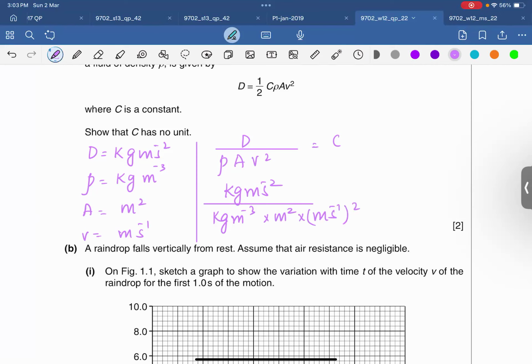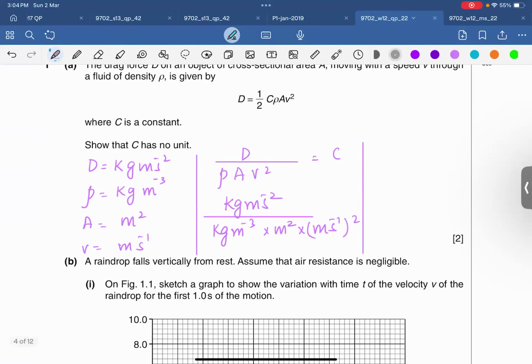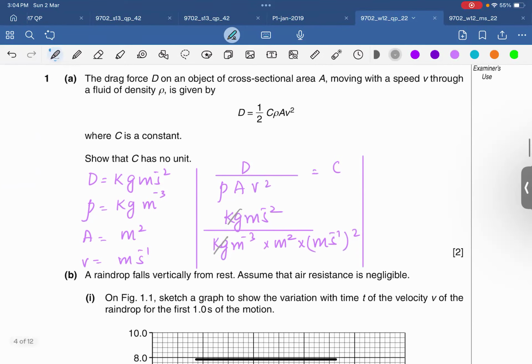Now the kg and kg go off. I have just counted all the meters. So I have 1 meter on the top and negative 2 seconds on the top. And I have a -3, positive 2 and positive 2. So meter -3, and meter is squared and meter is squared, meter 4. So that basically gave me meter 1 only.